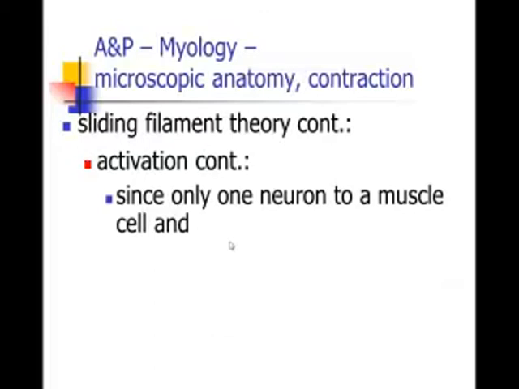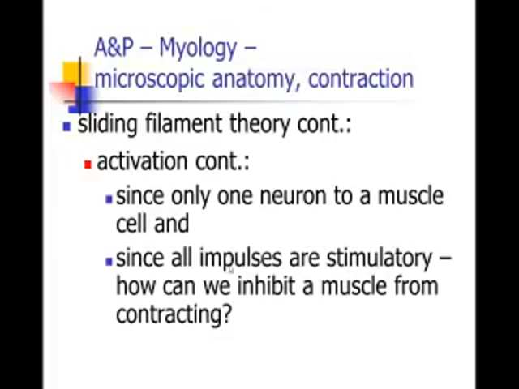Okay, so since there's only one neuron to a muscle cell, and since all impulses are stimulatory, how could we inhibit a muscle from contracting? Because we do want to do that sometimes. For example, some of the reflexes, where if you get stabbed in the foot or something, you have a crossed extensor reflex, and it inhibits flexor muscles from contracting. How can we do that, since the nerves always just stimulate?